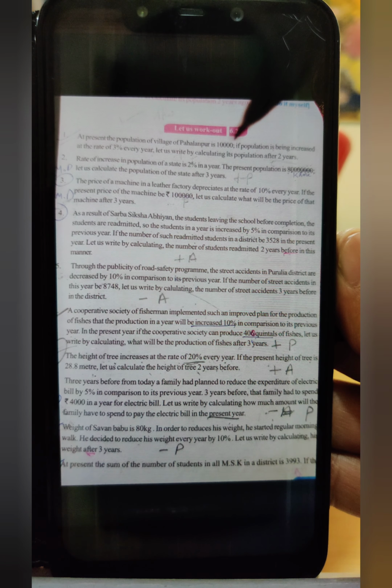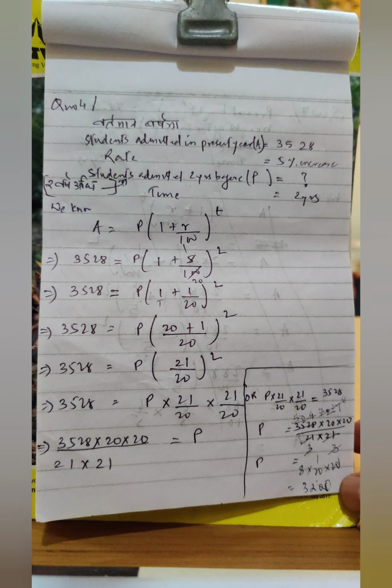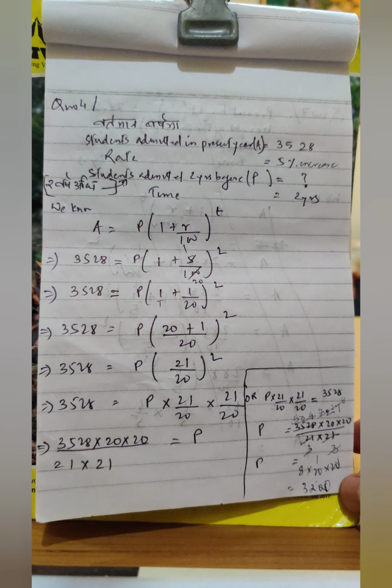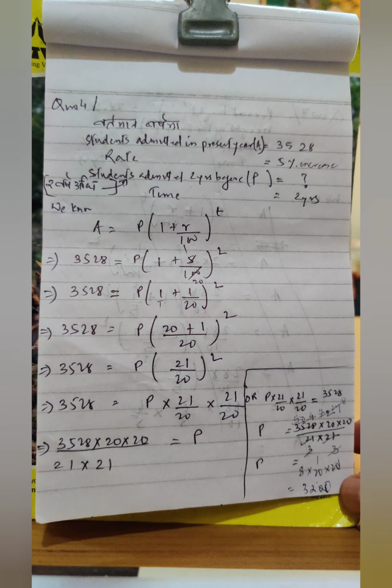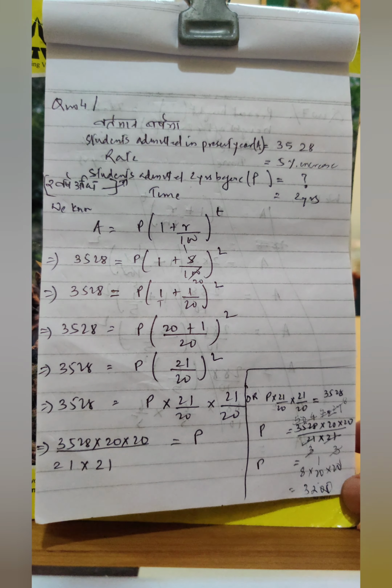Let's solve this. Okay, so students admitted in present year 3528. Rate is 5% increase, positive sign. Students admitted 2 years before. That means I need to find the principal. P equals to question mark, time equals to 2 years. So we know the formula, put the formula, and then let's put the values. This time we have amount is 3528. So 3528 in its own place, in the place of amount. And then let's put the value of R, which is 5 by 100. You can cancel it, always cancel it.